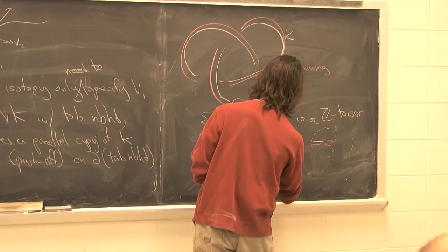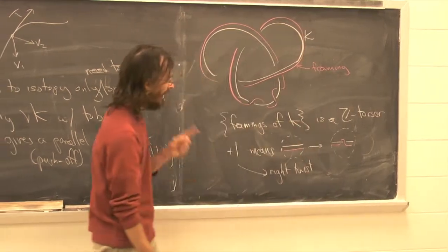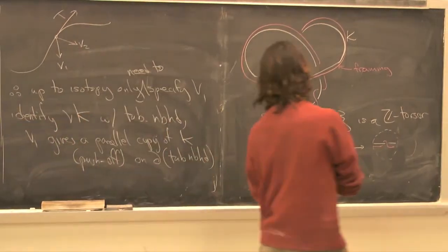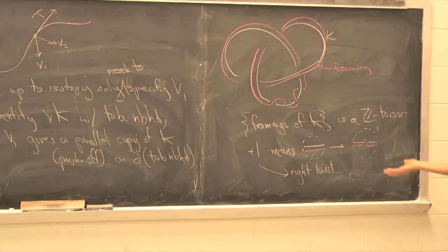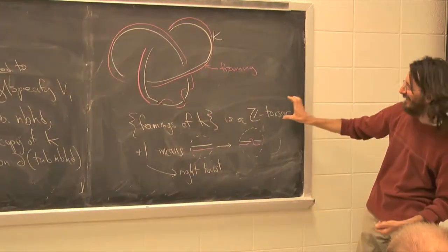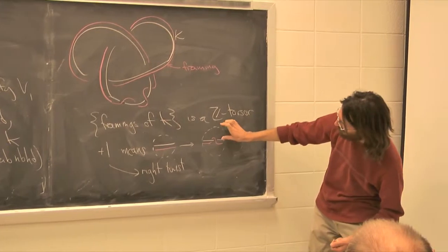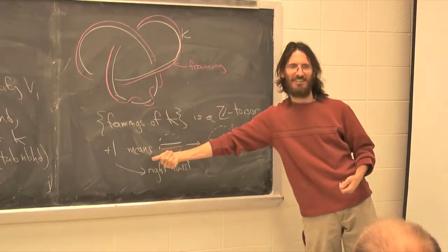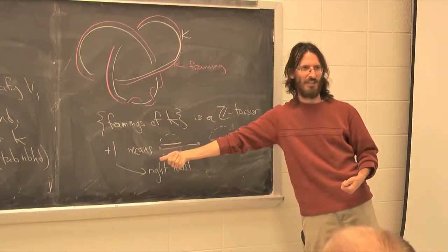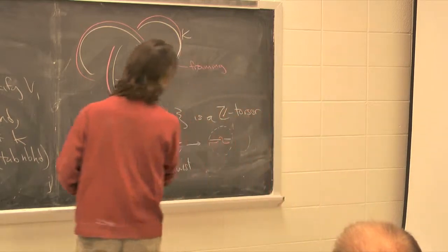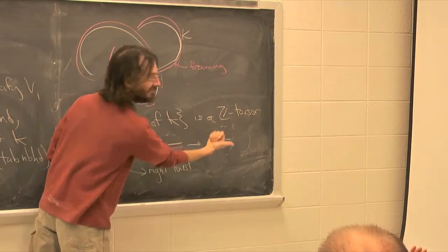Do you need to draw little arrows there to show the orientation? Good question. If you go the other way, it's also a right-handed twist. This is right, and that's right. So the red is twisting to the right around the white, and coming the other way.